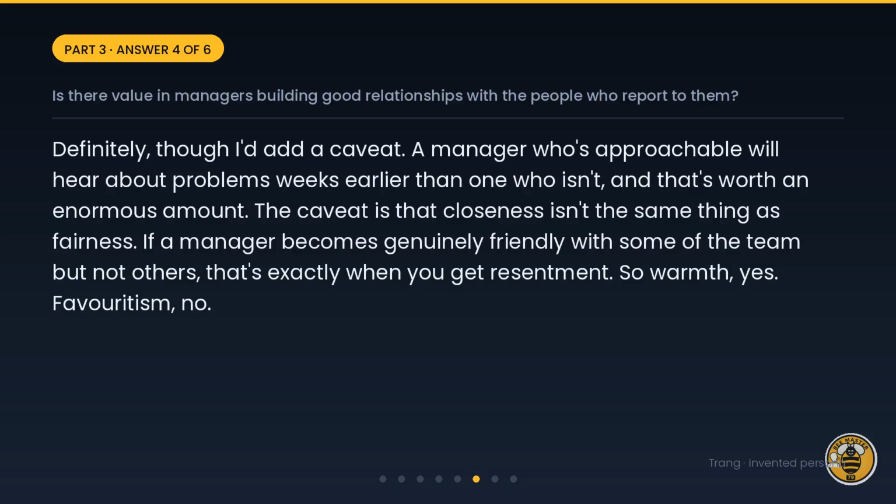Definitely, though I'd add a caveat. A manager who's approachable will hear about problems weeks earlier than one who isn't, and that's worth an enormous amount. The caveat is that closeness isn't the same thing as fairness. If a manager becomes genuinely friendly with some of the team, but not others, that's exactly when you get resentment. So: yes to warmth, no to favoritism.